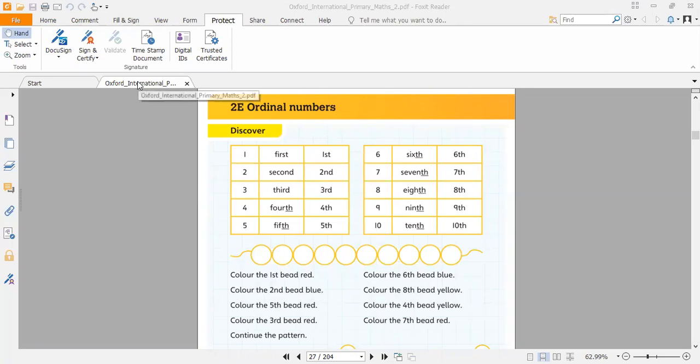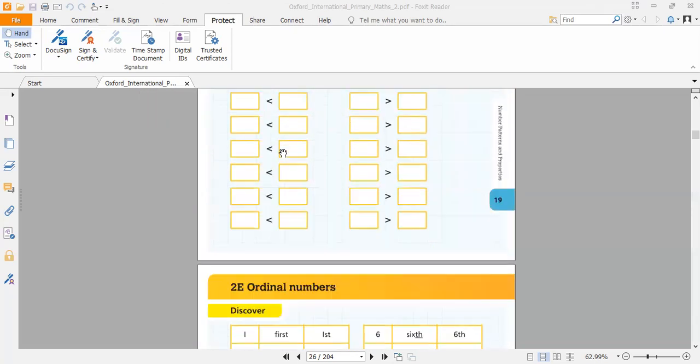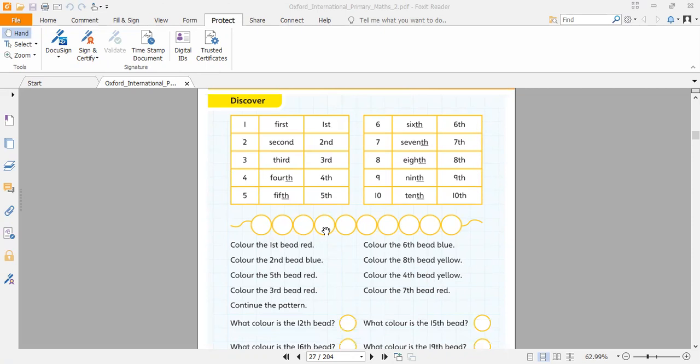The book is Oxford International Primary Maths 2 and the page number is 20. So let's start Exercise 2, ordinal numbers. Here we can see that one is written in digits, one is written in words, and then in first, second, third form.